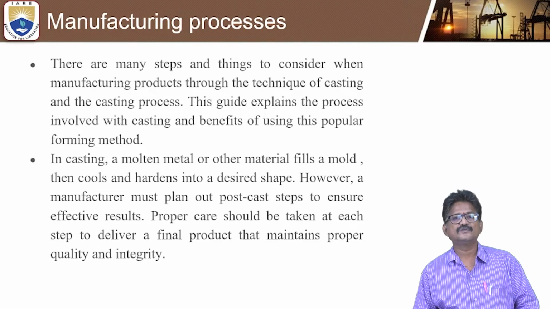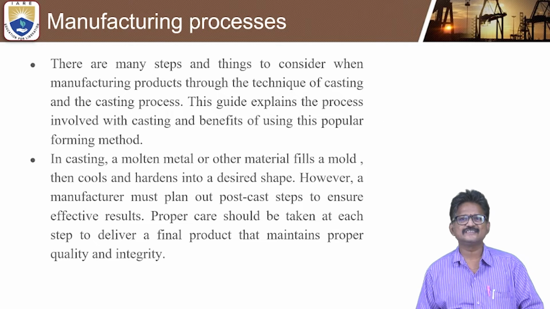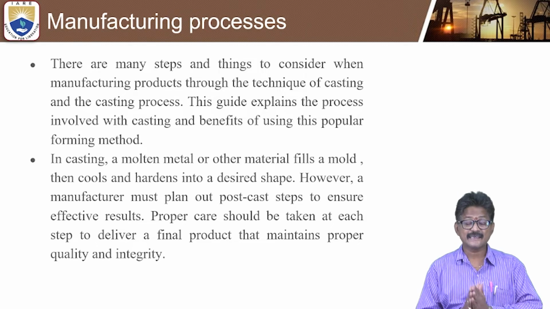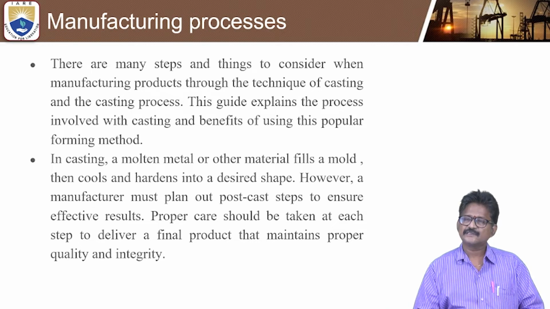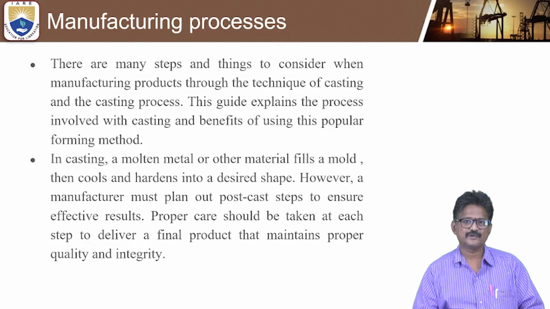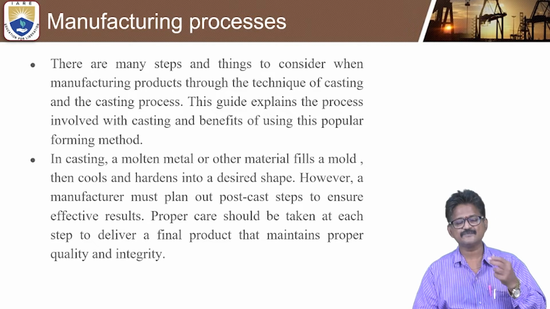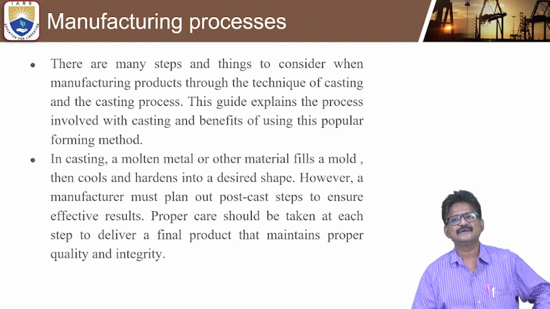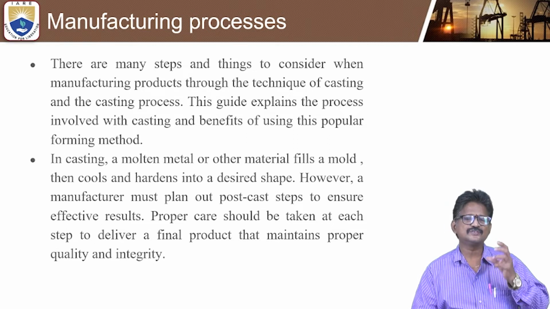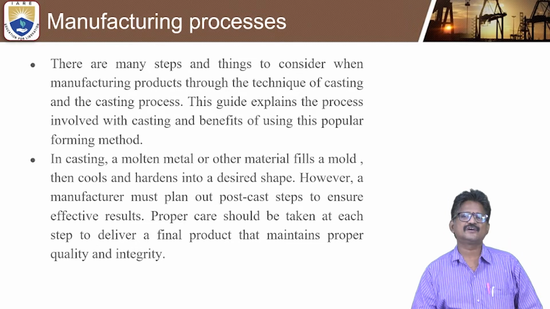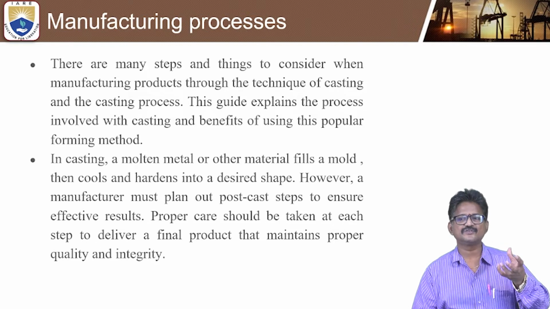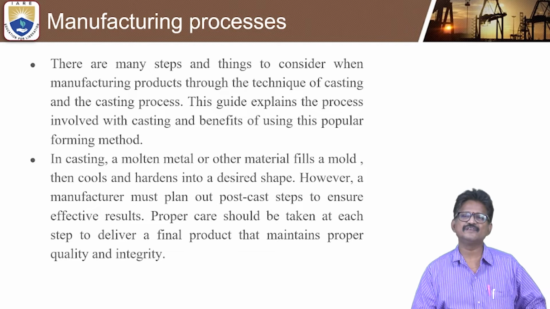There are many steps and things to consider when manufacturing products through the casting process. Casting is a primary process. As you know, there is a series of steps involved in metal casting, used for complex shaped products like engine parts, crankshafts, and tractor engines, which are manufactured through this metal casting process.